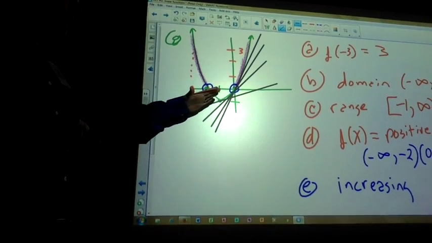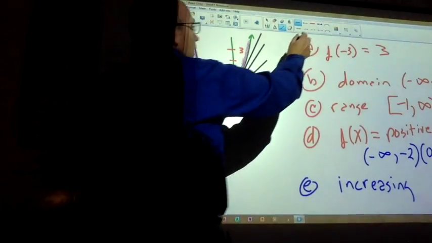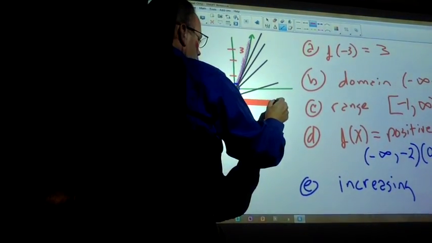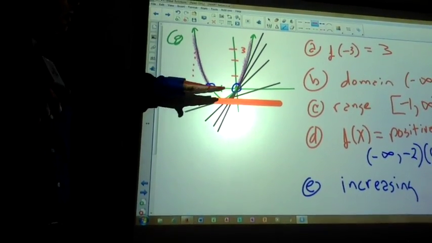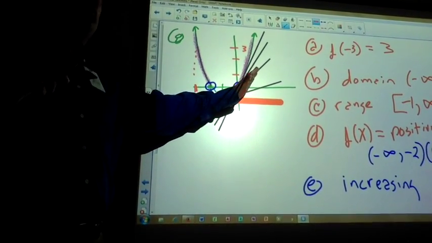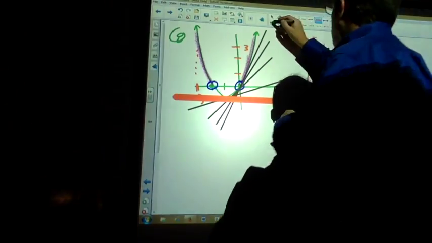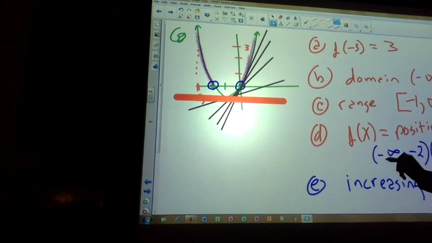If I were to find the slope of all of these lines, this slope here is a horizontal line which has a slope of zero. But as soon as I start going this way, they start having a positive slope. So where does this have an increasing value on this graph? From where? Where am I starting? Negative infinity. Negative what? Negative one. To where?